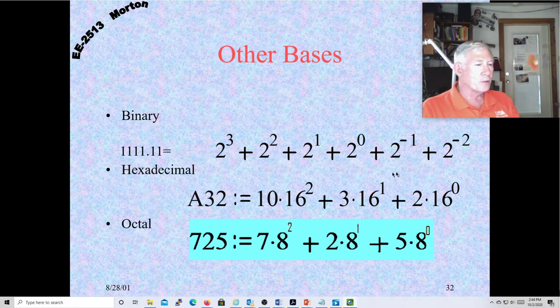Again, we're doing this math over here. This is in decimal. And this is in decimal. So that you can understand what these values are. And I'm not going to talk about octal much.